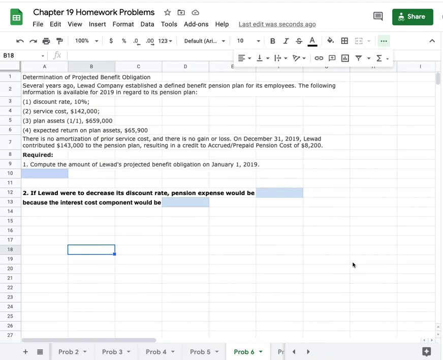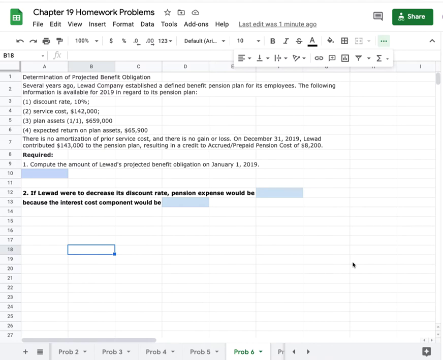Discount rate 10%, service cost $142, plan assets $659, expected return on plan assets $65,900. There's no amortization of prior service costs and there's no gain or loss. On December 31st, 2019, Leewad contributed $143,000 to the pension plan, resulting in a credit to accrued prepaid pension cost of $8,200. Compute the amount of Leewad's projected benefit obligation on January 1st, 2019.